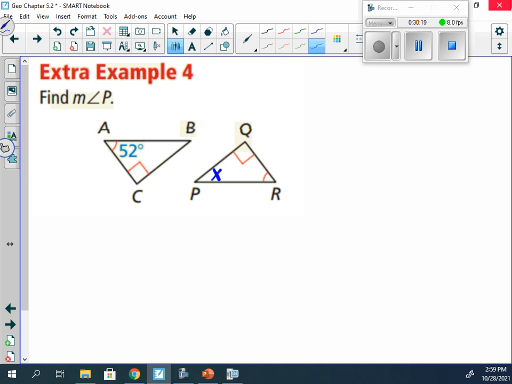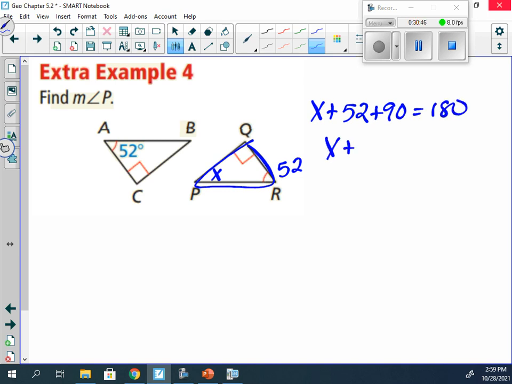A and R both have one angle marker, so they're going to be congruent. Since A is 52 degrees, R has to be 52. Now we can solve for the value of X because these three angles add together to be 180. So we can say X plus 52 plus 90 is, well, 52 plus 90 is 148.